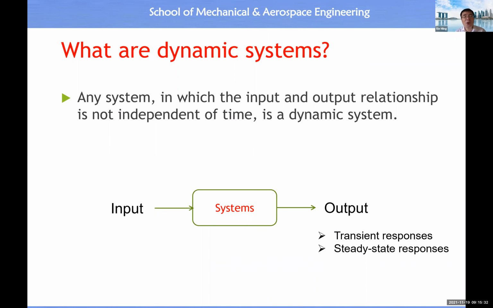Once we know the ideal system among the dynamic systems, we want to know what should be the definition of a general dynamic system. The answer is: any system in which the relationship between input and output is not independent of time is called a dynamic system. In other words, if you look at the output, the dynamic system will include the transient response plus the steady state response.